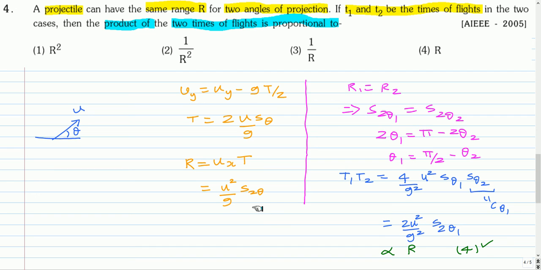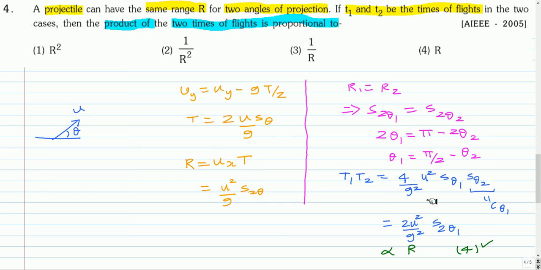So if the ranges for two angles of projection are equal, then sine 2 theta 1 equals sine 2 theta 2. This is possible if these angles are related like this, because sine alpha equals sine of pi minus alpha. So 2 theta 1 should be equal to pi minus 2 theta 2. From this we get theta 1 equal to pi by 2 minus theta 2. So theta 1 and theta 2 are complementary angles. So when the rest of the things are the same, if you have two projectiles differing only in the angle of projection and they are complementary, then the ranges will be the same. And to get the product of times of flight T1 and T2, you can use this one.